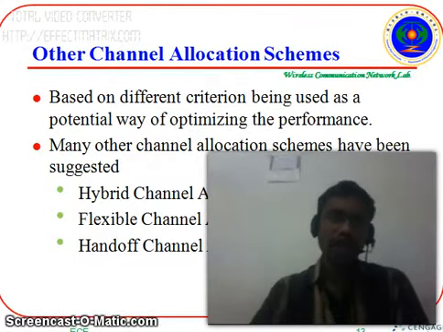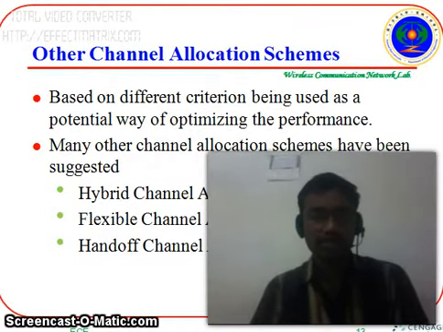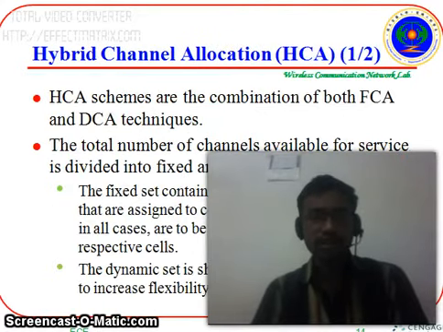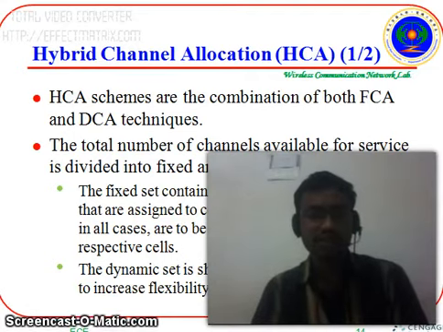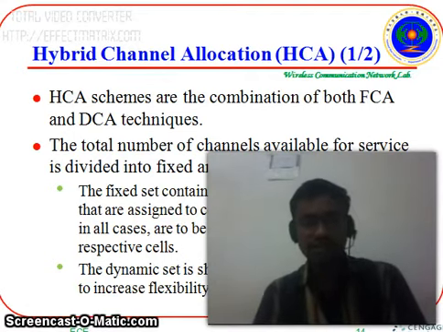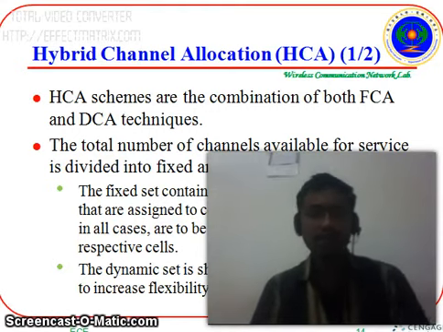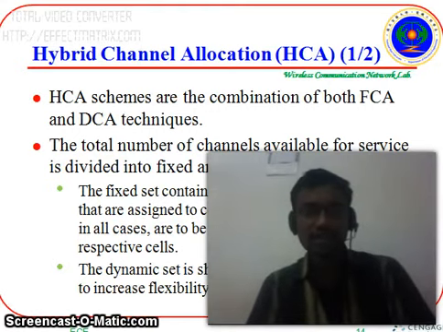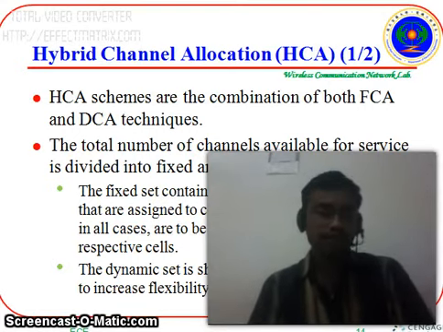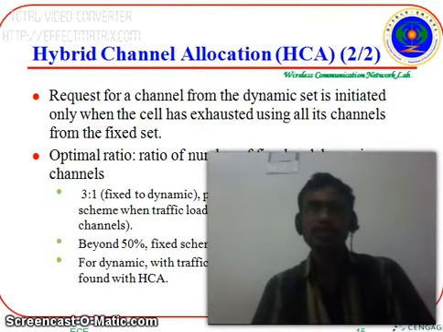The third one: other channel allocation schemes are also available, that is hybrid channel allocation, and flexible and handoff channel allocation. In hybrid channel allocation, you can combine fixed channel allocation and dynamic channel allocation. The total number of channels available for service is divided into fixed and dynamic. Already we have discussed that in fixed channel allocation, the number of channels allocated to one particular cell is fixed, permanent. Whenever all the channels of a particular cell are used, in that situation we can go for dynamic channel allocation.